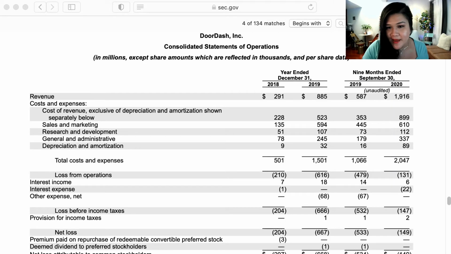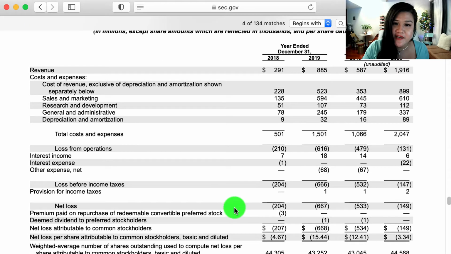Okay, so I'm going to take you back to the income statement. The change from $179 to $337 million, $115 million of that is from legal expenses. You can see here that Doordash, very similar to Airbnb, has been operating at a loss. I can go back even further, but let's just move along to the balance sheet for now.